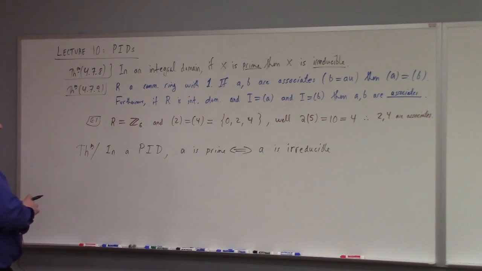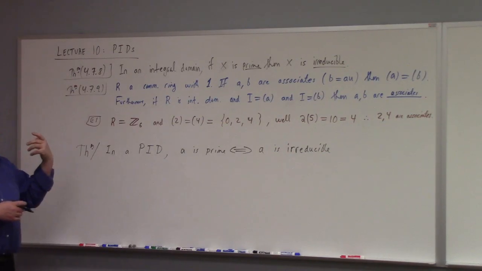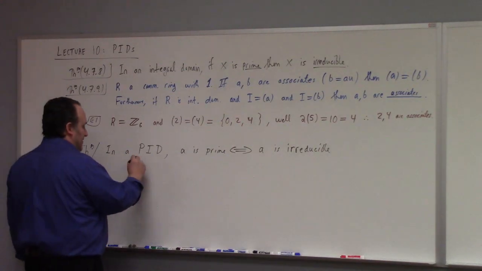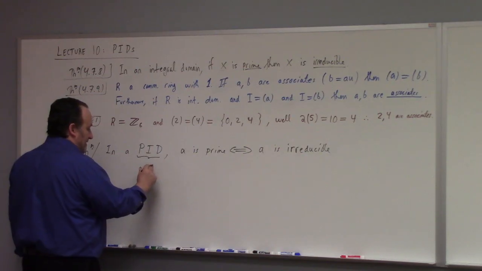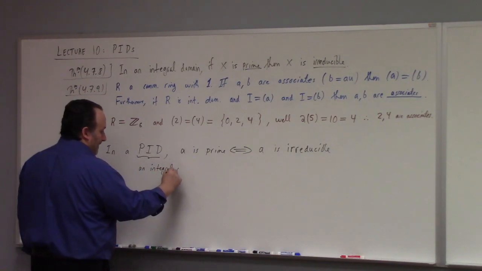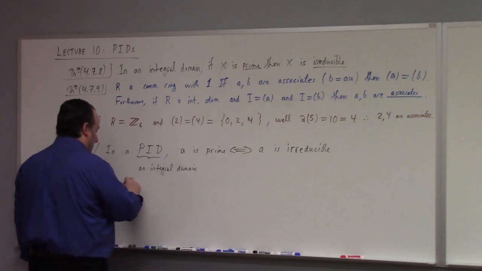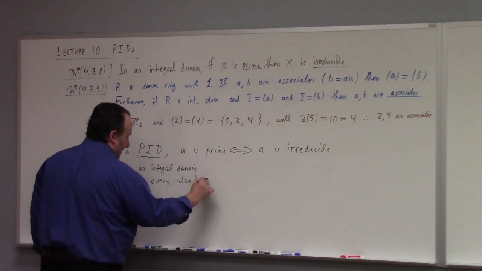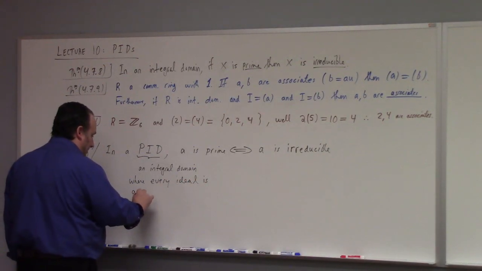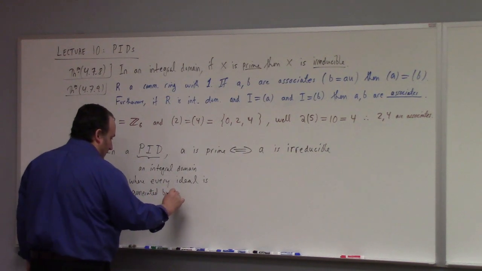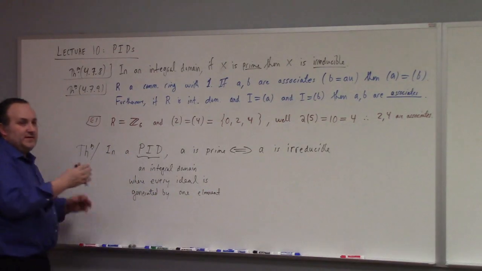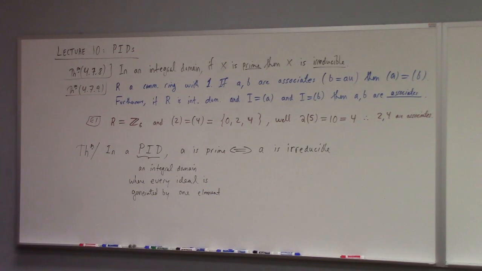Now, part of this has already been proved last class, right? Because a PID is, among other things, an integral domain, right? Where every ideal is generated by one element. Not the same element, of course, but different ideals, different elements, but every ideal can be written as being generated by just one element. Every ideal is principal, right? It's just multiples of the ring.